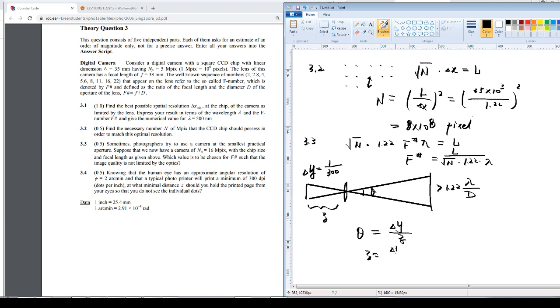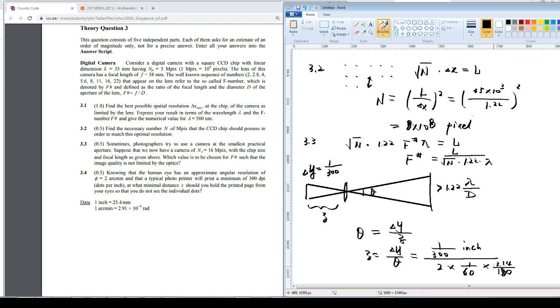So theta is delta y over z. Z equals delta y over theta, 1 over 300 inch over 2 arc minute, which is 1 over 60th of a degree. Then converting to radians, 3.14. They gave it at the bottom. Oh, it's 2.91 times 10 to the minus 5. Okay, that'd be easier.